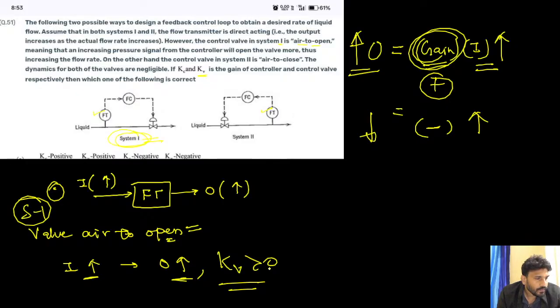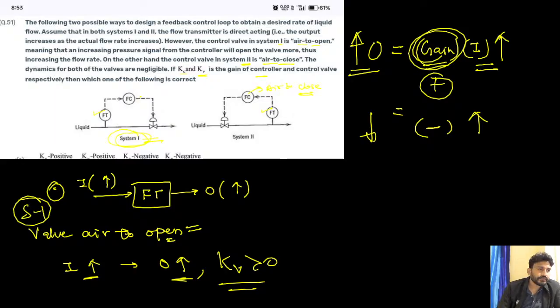बोलिए. Now let's calculate about the Kc. Kc is for the controller. Okay, it is further saying air to open, meaning that increasing pressure signal, controller will open more. ठीक है. Thus, the increasing flow rate. Okay. On the other hand, the control valve in system 2 is air to close. So this is air to close, right? Then the dynamics.